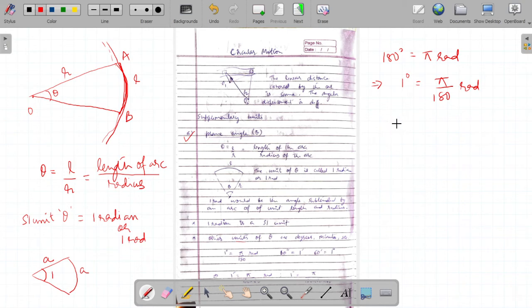For example, let's say I want to find what is 4 degrees. So 4 degrees would be equal to 4 times pi by 180 radians. So that would be pi by 45 radians.